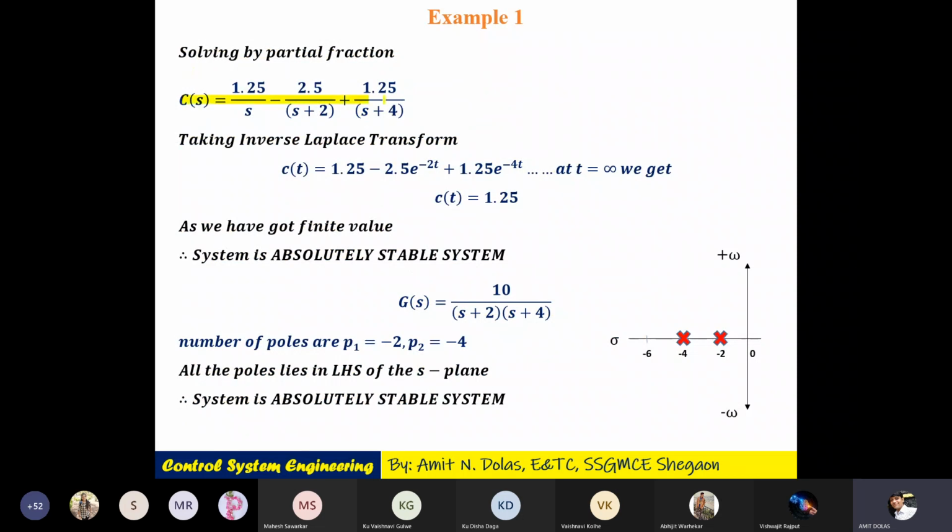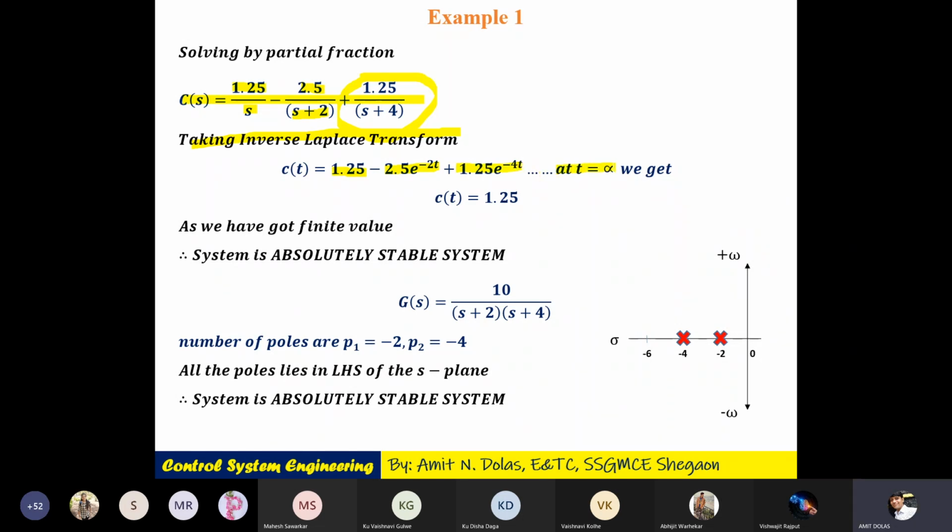Putting into the equation, taking inverse Laplace transform. So 1 by S ka means 1.25 divided by S. 1 by S ka inverse Laplace transform is what? 1. So it will be 1.25 here. Then 1 by S plus 2 ka it will be e raised to power minus 2t and 2.5 as it is. So it will be 2.5 into e raised to power minus 2t. What about this? It will be 1.25 into e raised to power minus 4t.